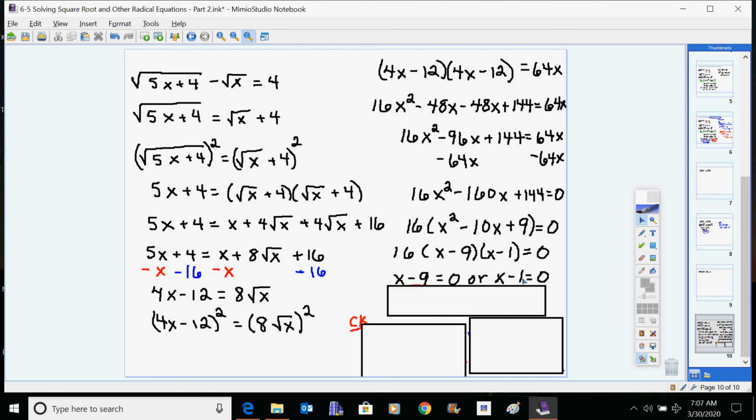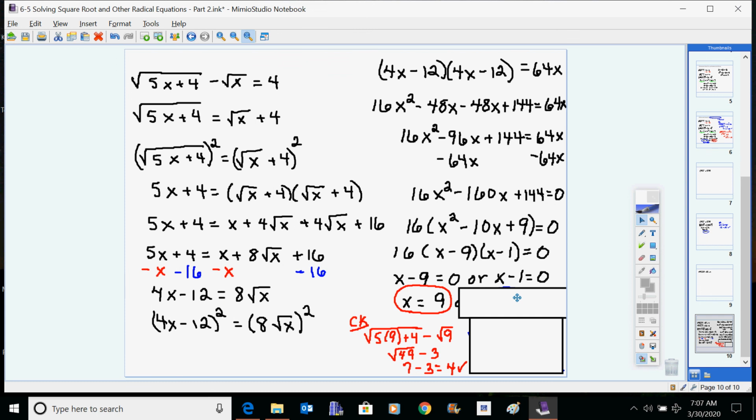I'm leaving that hidden because I want to take a look at the checks for these to figure out if one or both or neither of those answers is correct. So we plug in our 9 into these equations. So I've got 5 times 9 plus 4 minus square root 9. And we simplify. 5 times 9 is 45, plus 4 is 49, square root of 49 is 7, minus 3. 7 minus 3 gives you 4. Okay, so this is a correct answer.